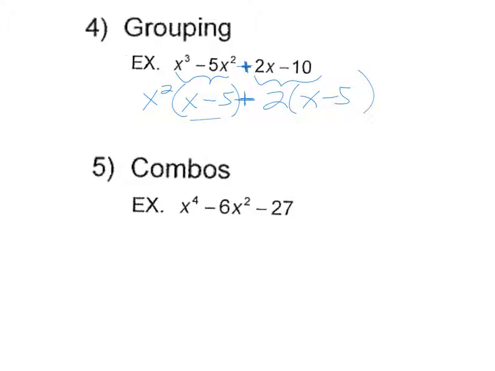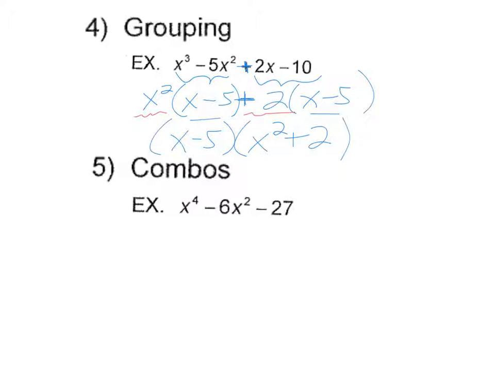So again, what you have in parentheses should be the same. X minus 5, and then the outside, x squared plus 2, goes in the second parenthesis. Or you could have those swapped. It could be x squared plus 2 times x minus 5.